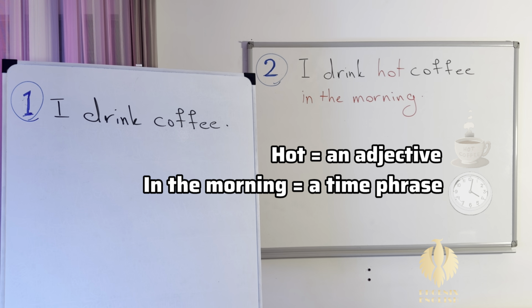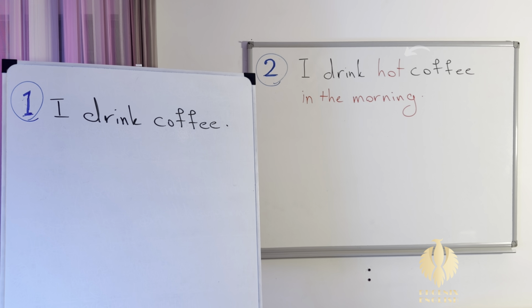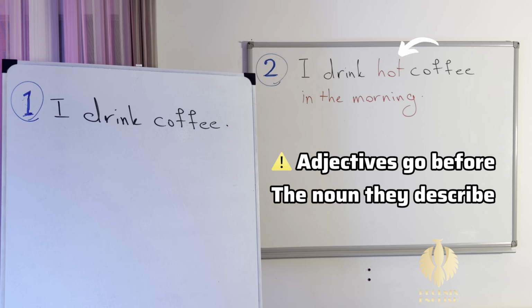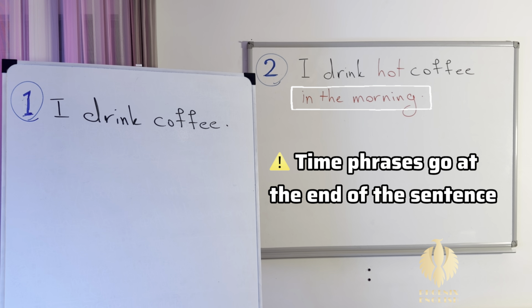Now let me tell you about the location. Hot goes directly before the noun it describes. Generally, in English, adjectives go before the noun they describe. And in the morning goes at the very end of the core sentence.